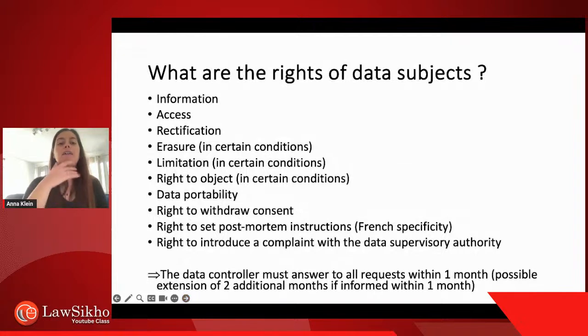And the rights are: the right to get information, accessing your personal data, just give me all of the data that you're processing about me; the right of rectification, if there is an error at some point; erasure, limitation, and the right to object. Erasure is when the company has data regarding me and I want them to erase it. Limitation means you can have my data, but only use it for some specific reason. And the right to object is, I do not want you to have my data.